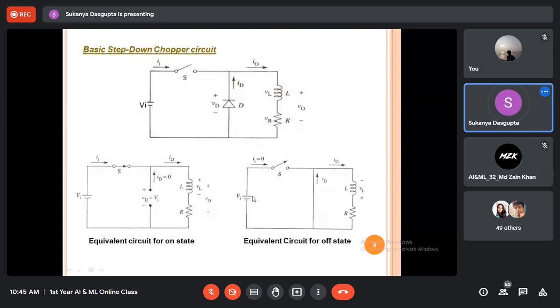Now, why zero voltage? See, this path is left short circuited when the switch is open, and the short circuited path is connected in parallel with the load. So what is the voltage across the load? It's just zero. So this is the working principle of the basic step-down chopper circuit. Now if you have any questions, please ask me.